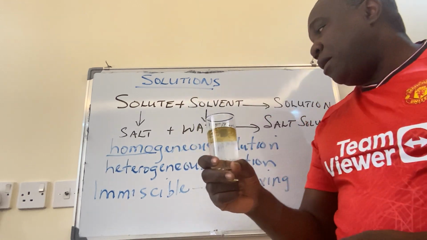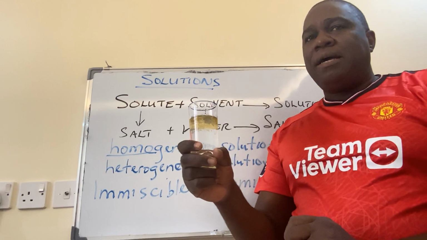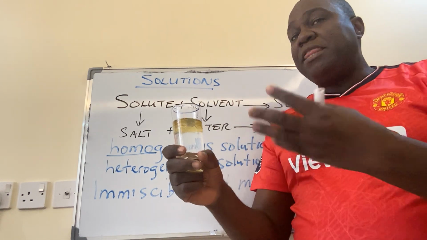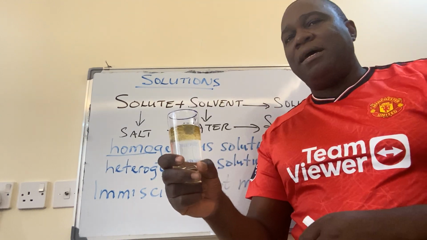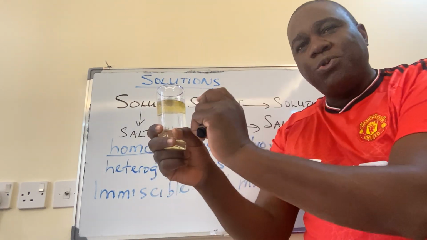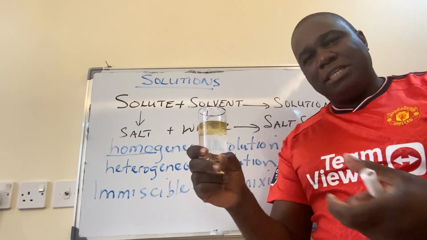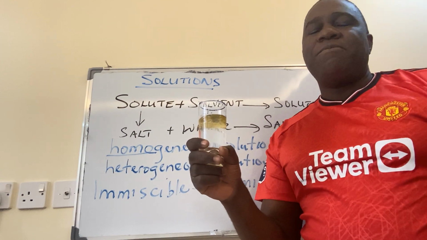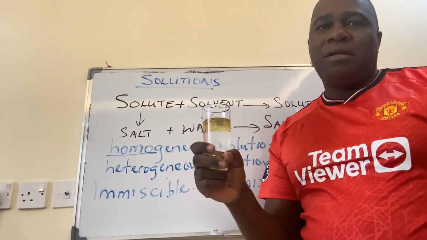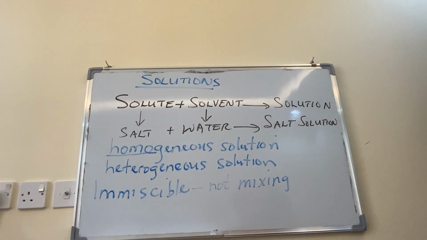So immiscible means not mixing. If I had another polar substance like ethanol, for instance, if I put ethanol and water in the same container, if you stare, you will not see two distinct layers like this. Why? Because ethanol is polar. Water is polar. So if you put them in the same container, they will mix very well. But remember this rule: like dissolves like. That's the rule that we have.